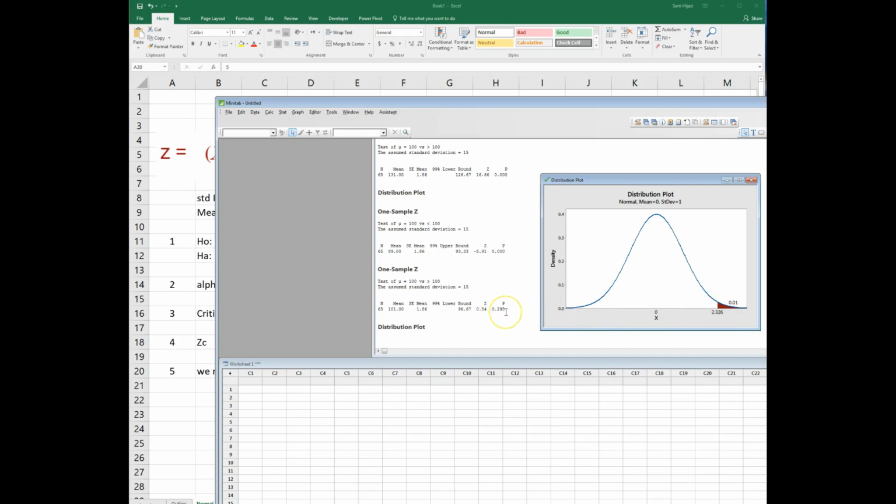So we have to accept the null hypothesis, or fail to reject the null hypothesis, because obviously that person does not have a group of students with an IQ that is greater than the mean for the population.